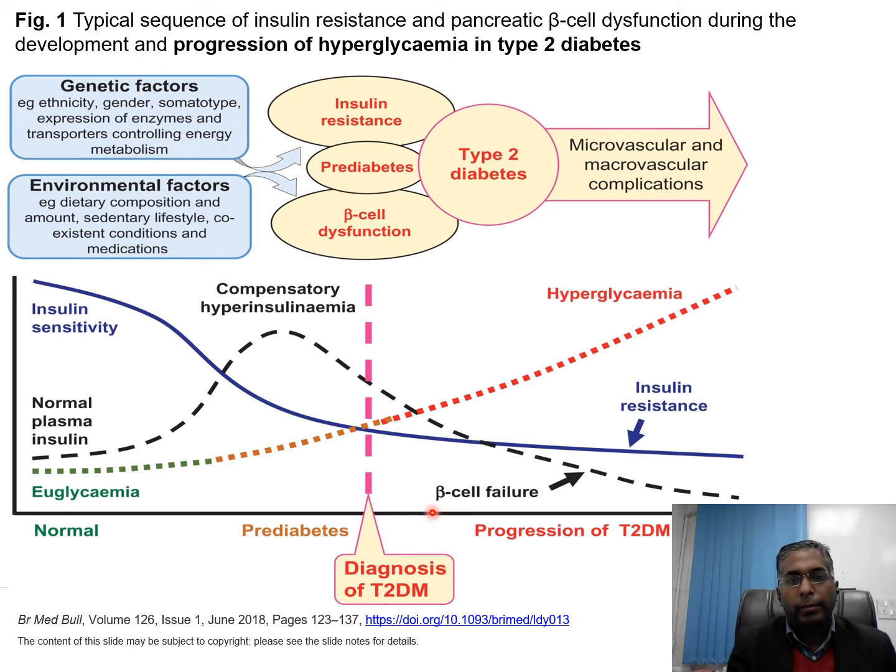Over the period of time there is occurrence of beta cell failure. Hyperglycemia is gradually increased, and over the period of time insulin sensitivity is decreased, in complete beta cell failure. Then there occur microvascular and macrovascular complications of diabetes, which we will discuss in subsequent slides.